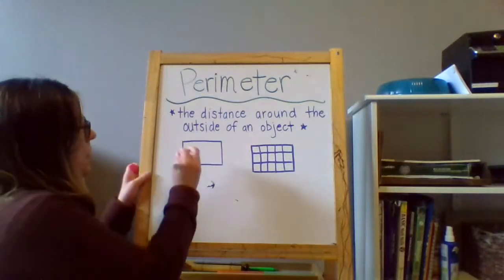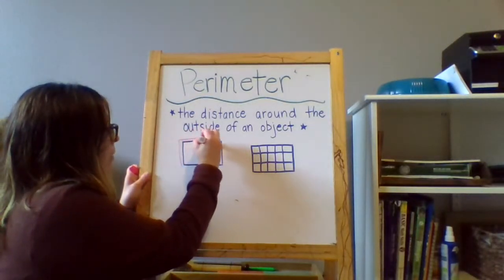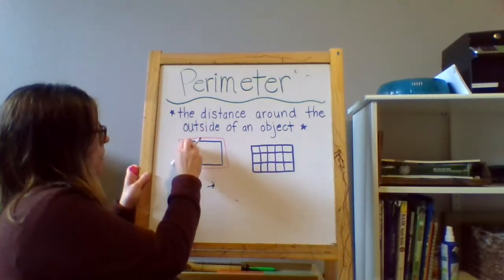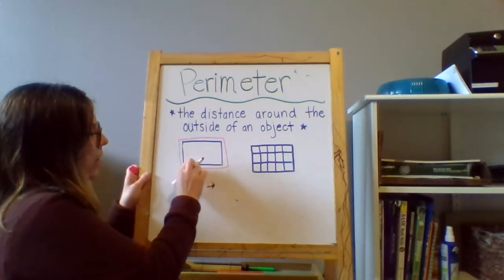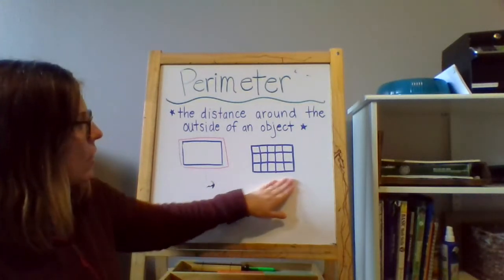So let's see. This is a rectangle. It would be around the outside. So the length of this plus the length of this and the length of that and the length of that would give you the perimeter. Okay, so let's look over here.